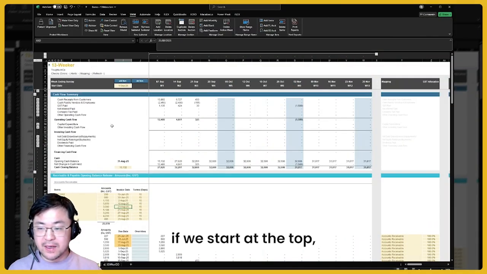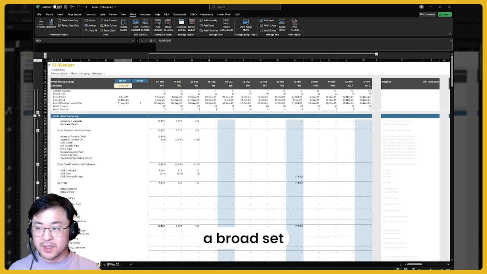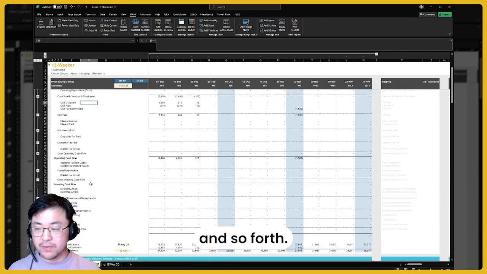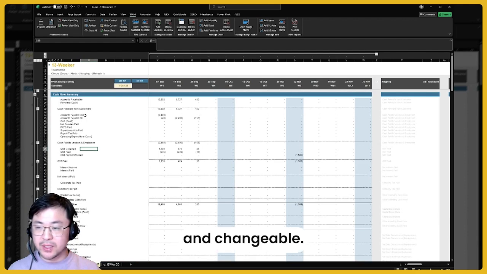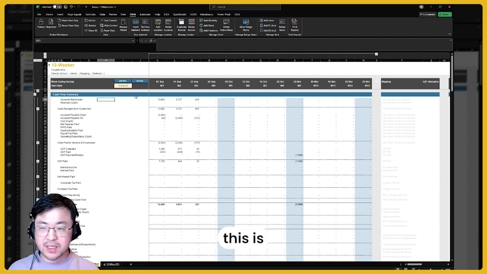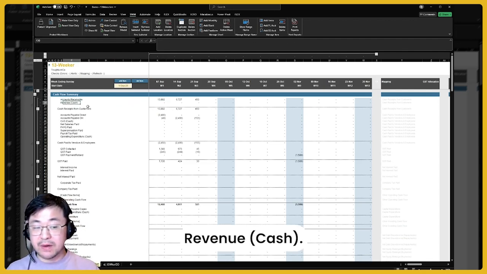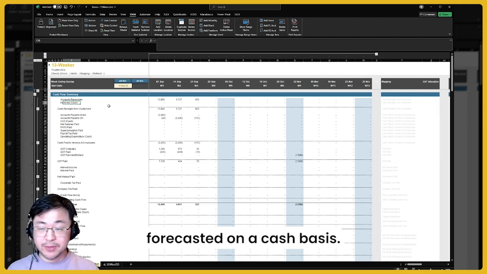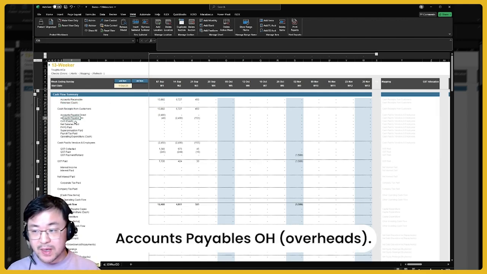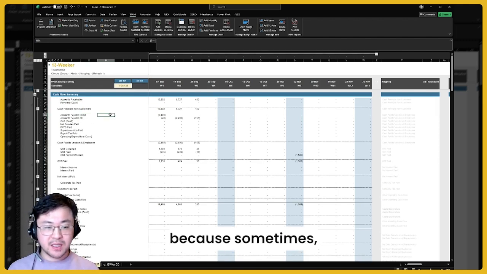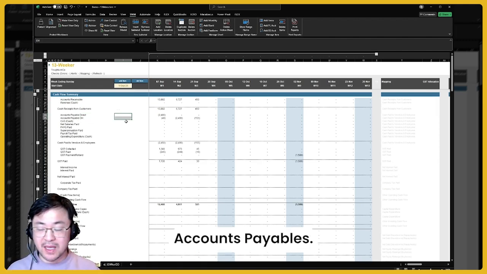If we start at the top, we'll see that the layout of our financials is based on a broad set of general categories, so cash receipts from customers, vendors, and so forth. That's completely customizable and changeable. What we also have is the detailed breakout. The way we often approach this is addressing receivables. At the top, we've got receivables, revenue cash, so revenue forecasted on a cash basis, accounts payables direct, accounts payables overheads. You don't have to separate these, but we do like to, because sometimes there's more attention paid to direct accounts payables.